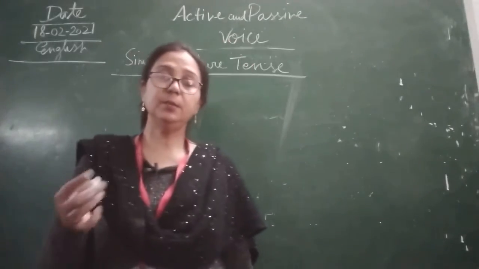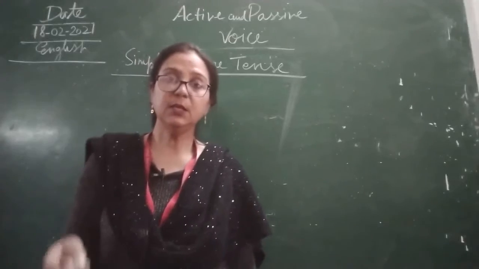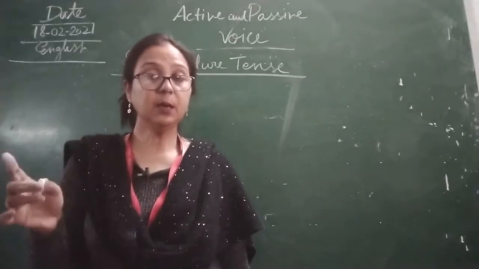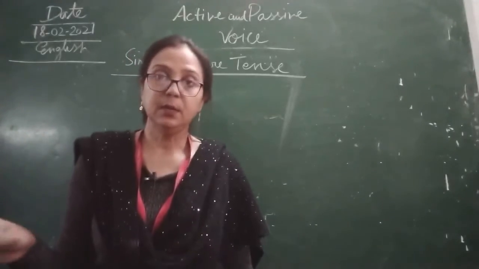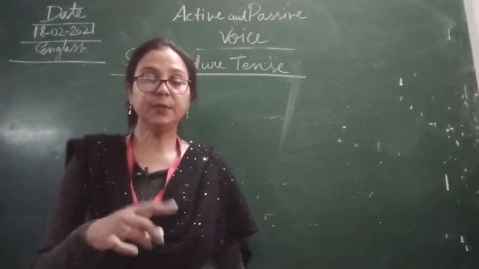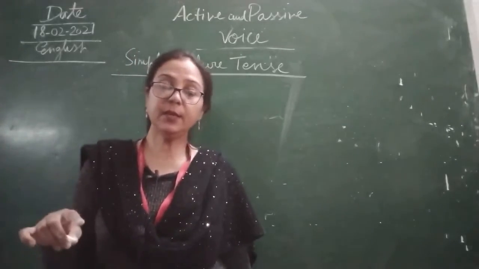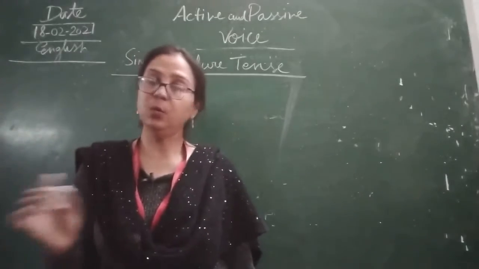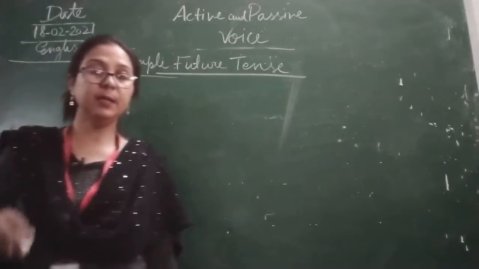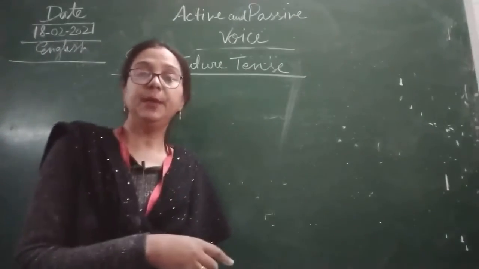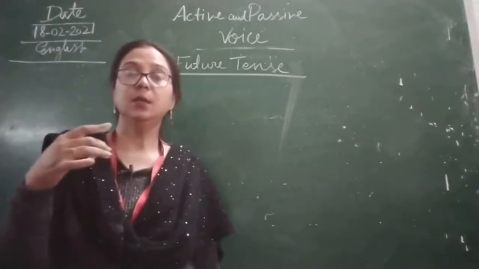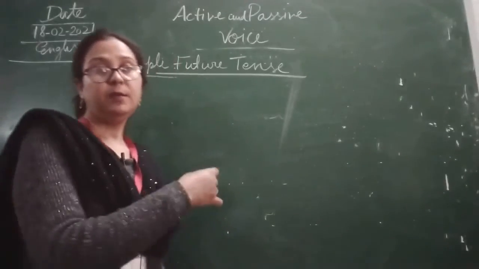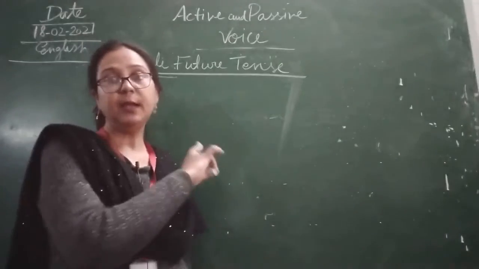As we have discussed in past continuous tense, what will we use in passive voice? Was and were plus being plus past participle. And in past perfect tense, what have we used in passive voice? We have used had been plus past participle. Only these three rules, remember this, as we have discussed in simple present tense, present continuous tense and present perfect tense.